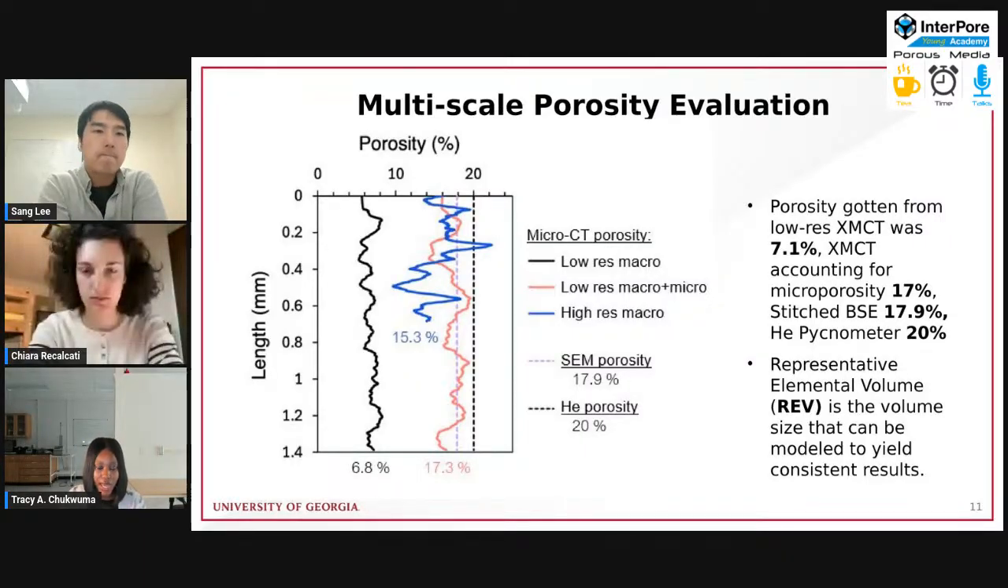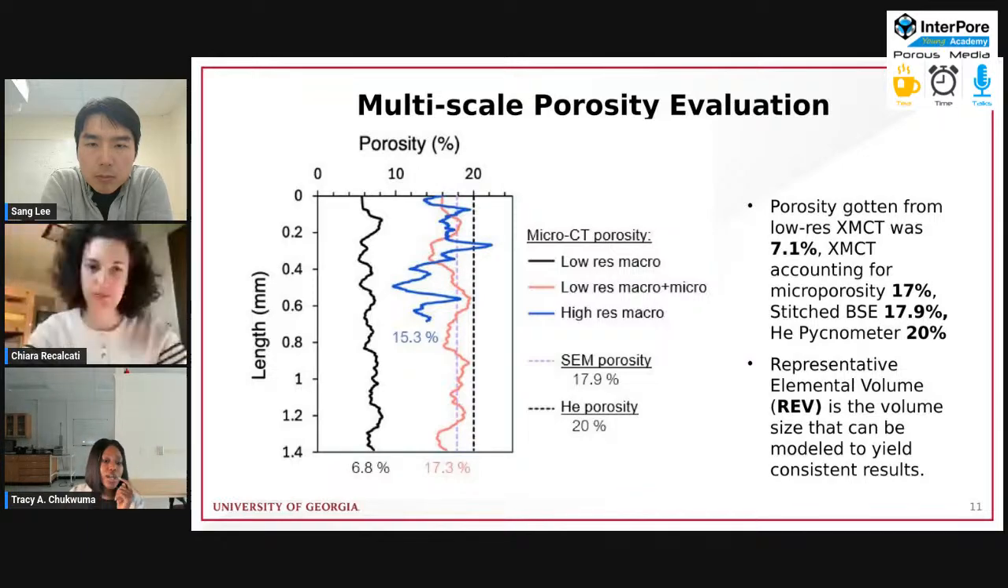In the black and the very first curve, you can see that this is the porosity value we had before we did any of the multi-scale evaluation. This is 6.8%. And by the time we applied the microporosity factor to calculate our microporosity and added that to our macroporosity, we then increased our porosity prediction to about 17.3%, which can be seen in red. Then also the other validations we carried out, like the stitched SEM images, the porosity calculated on that was about 17.9%. And for the sub-volume that we worked on, the smaller field of view to get higher resolution X-ray micro-CT, we got about 15.3%.